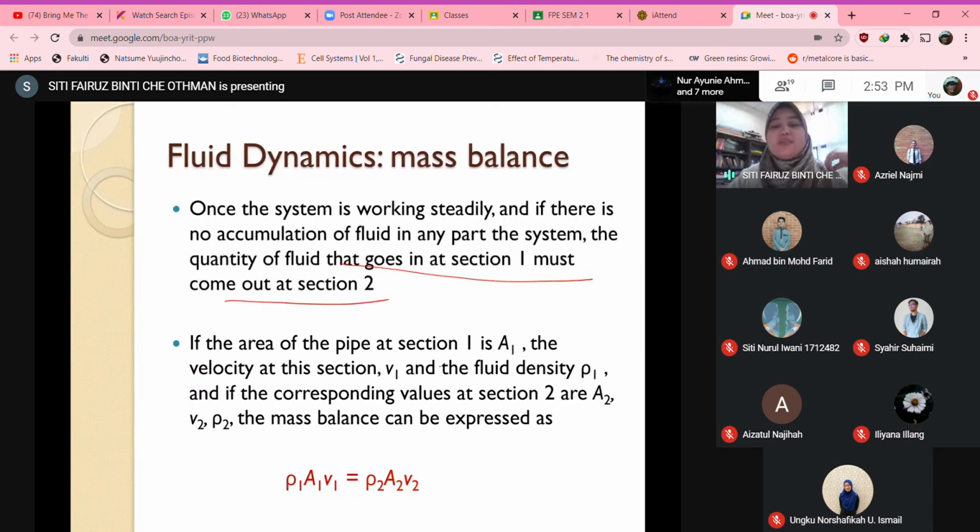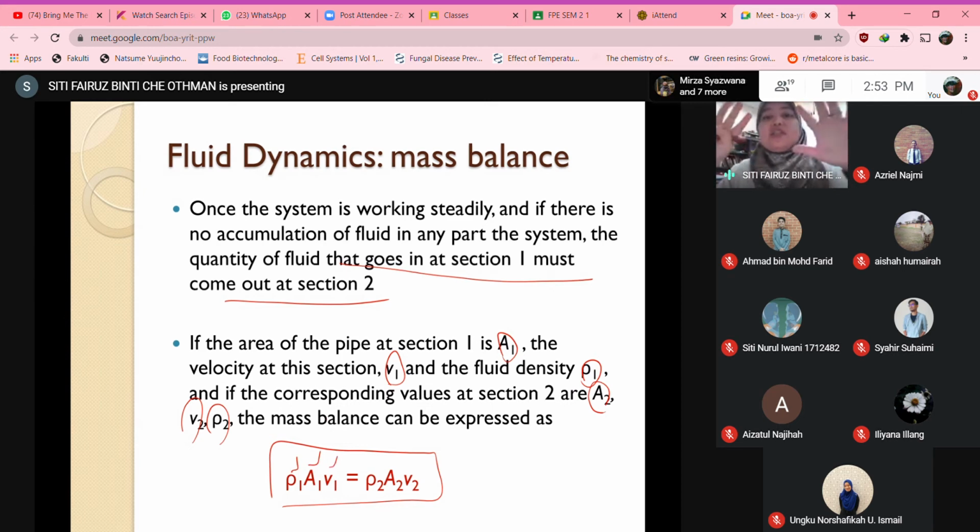Okay, if the area of the pipe section is A1, okay, the velocity V1, density is rho 1. So the corresponding values at section 2 should be A2, V2, and also density rho 2 as well. So this is actually the balance that you should have. Okay, so what is actually involved is the density, is the area, and also the velocity. Alright. So this is the simple form dulu. Nanti kita akan, this will get more complicated but it's okay. You can do this. Okay.